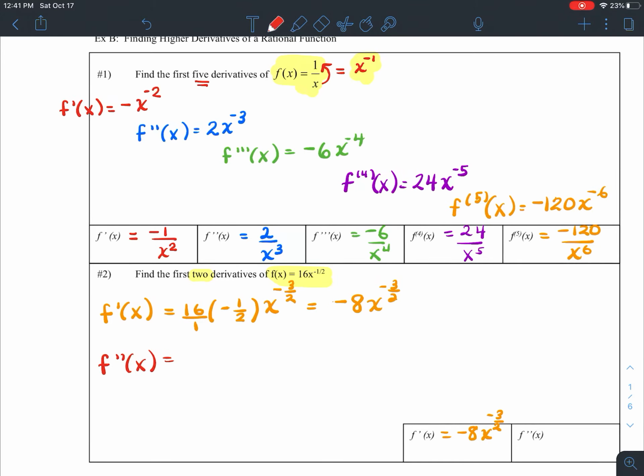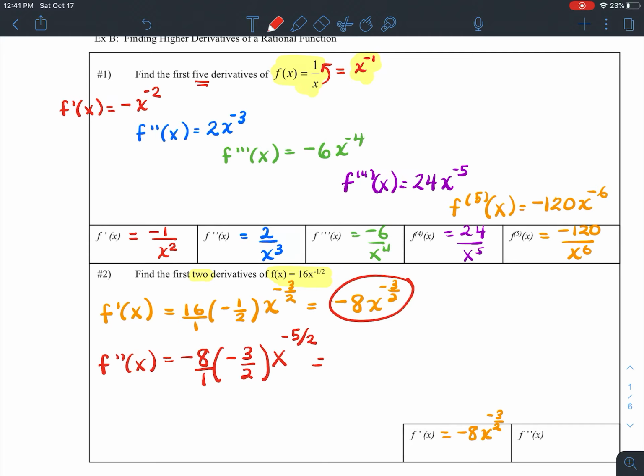Now if I were to do the second derivative, I want to be looking at this answer when I'm coming over here to do the power rule. I'm doing the power rule of that. So I got the negative 8. I'm going to pull the negative 3 halves in front. Now I'm subtracting 2 halves from a negative 3 halves. That's going to make that negative 5 halves.